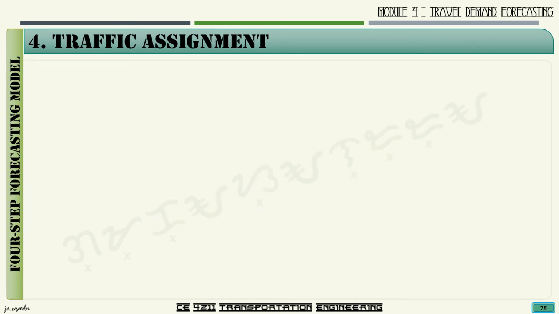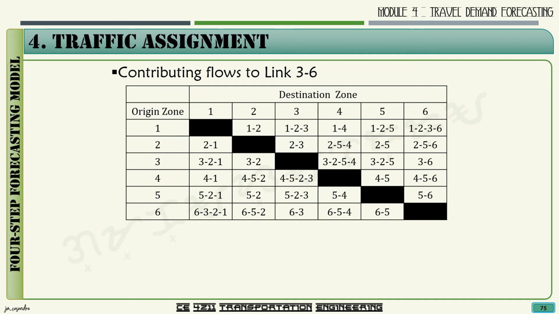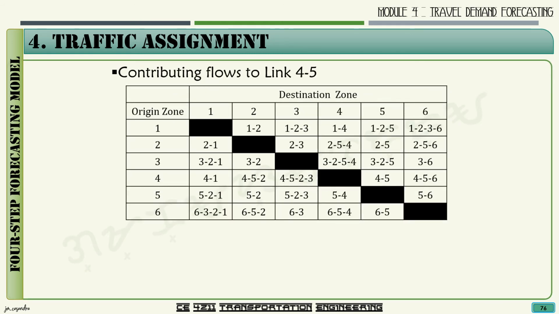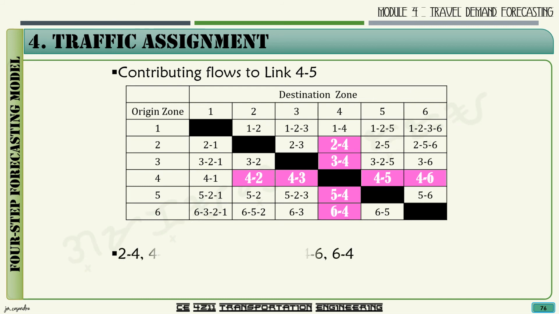Next we have link 3, 6, or 6, 3. You have 1, 6 and 6, 1, and no more. So we only have these links that would contribute to this shortest link. And then we have 4 to 5. So 4, 5. We also have 4, 2 and 2, 4. We also have 3, 4 and 4, 3. Then we also have 4, 6 and 6, 4.